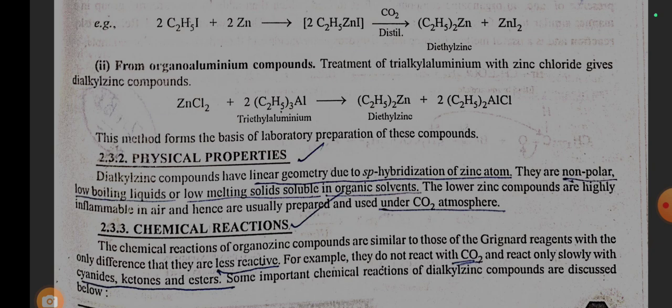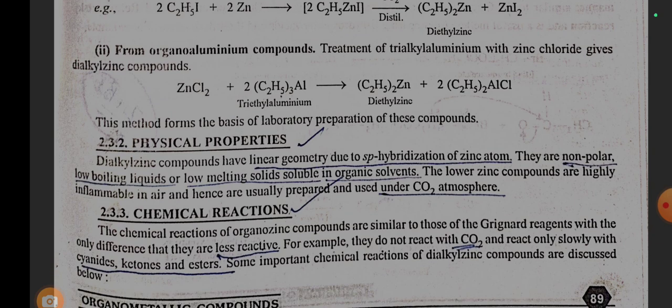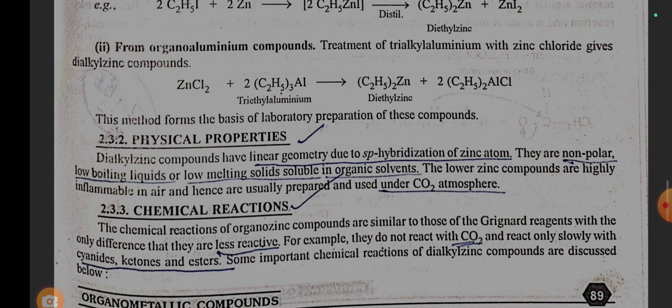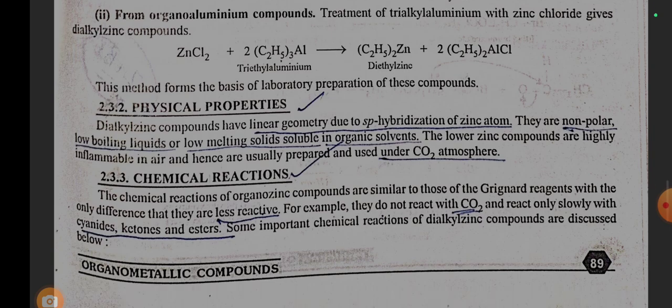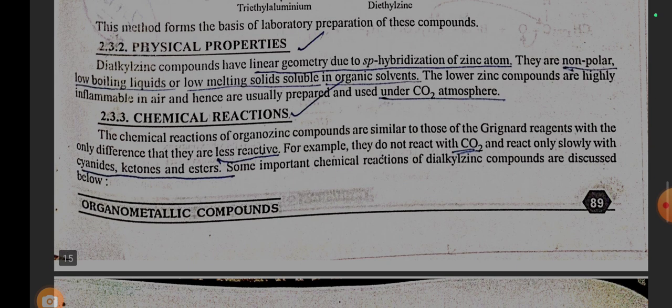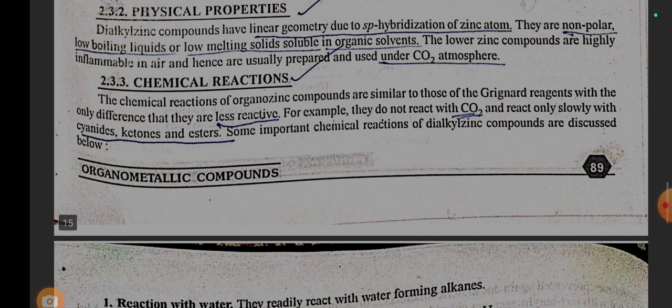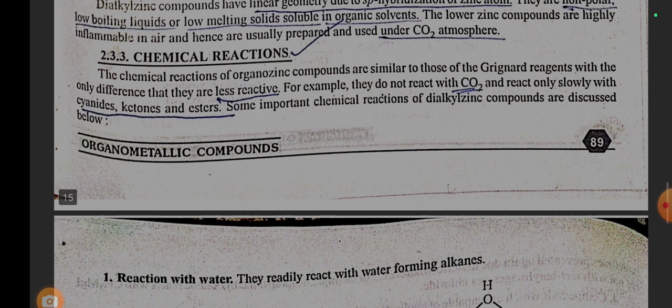2. From organoaluminium compounds. Treatment of trialkyl aluminium with zinc chloride gives dialkyl zinc compounds. 3ZnCl2 plus 2 triethyl aluminium gives 3 diethyl zinc plus 2C2H5AlCl2. Physical properties: dialkyl zinc compounds have linear geometry due to sp hybridization of the zinc atom. They are non-polar, low boiling liquids or low melting solids soluble in organic solvents. The lower zinc compounds are highly inflammable in air and hence are usually prepared and used under CO2 atmosphere.